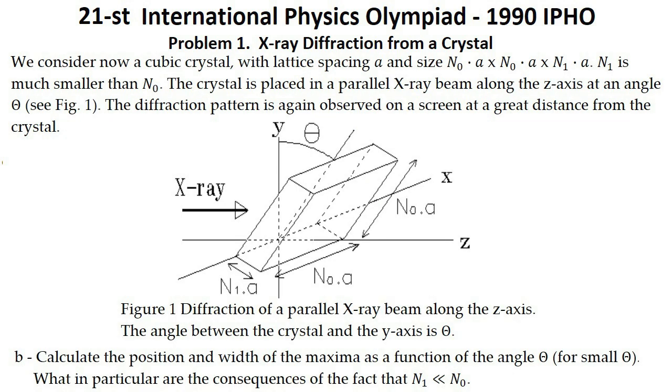We consider now a cubic crystal, with lattice spacing A, and size N0·A by N0·A by N1·A. N1 is much smaller than N0. The crystal is placed in a parallel X-ray beam along the z-axis at an angle theta, see Figure 1. The diffraction pattern is again observed on a screen at a great distance from the crystal.